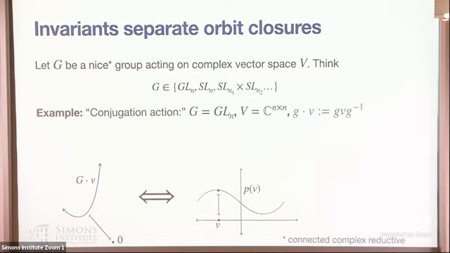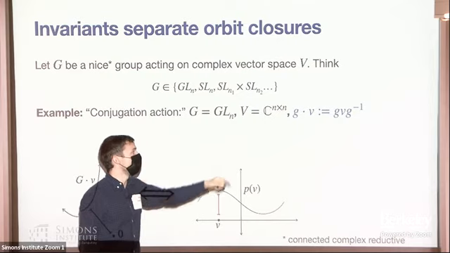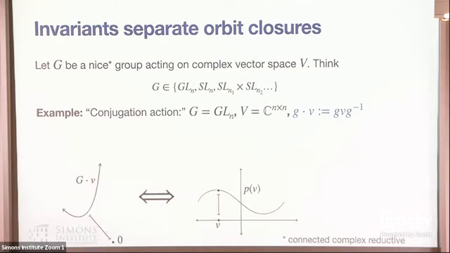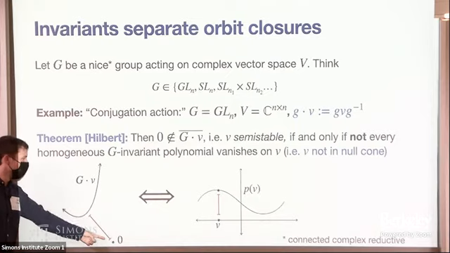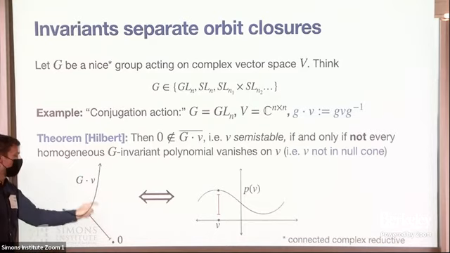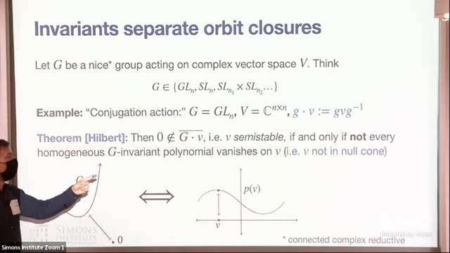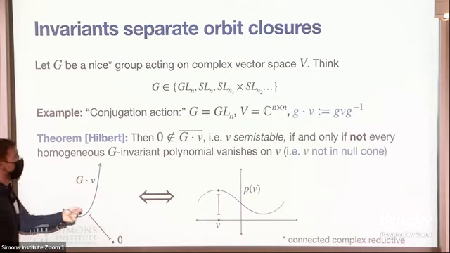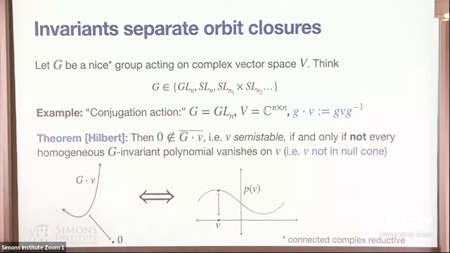Here's an example. You could have the invertible matrices acting on the space of n by n matrices by conjugation. So that's a good example. And there's this classical theorem of Hilbert, which says basically that 0 is not in the closure of an orbit, that's called being semi-stable, just jargon, if and only if not every invariant polynomial vanishes on the point V.